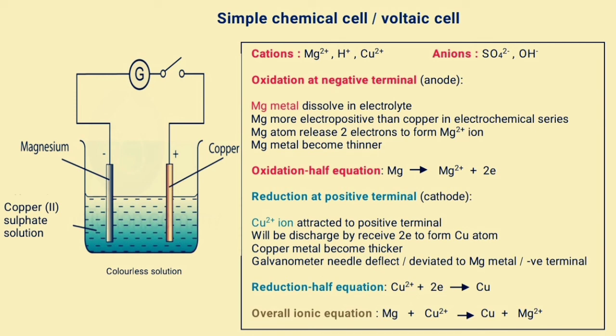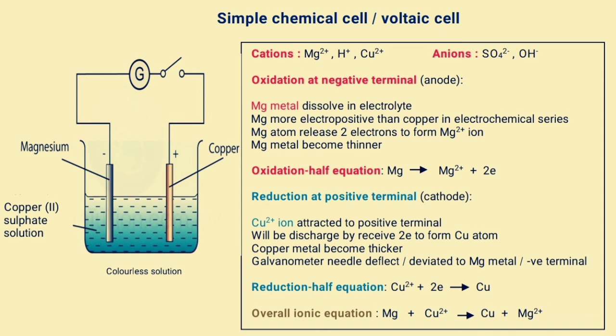Oxidation occurs at the negative terminal and reduction occurs at the positive terminal. In this cell, magnesium is more electropositive than copper in the electrochemical series. So magnesium acts as the negative terminal and copper acts as the positive terminal.